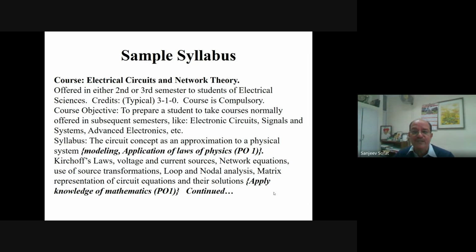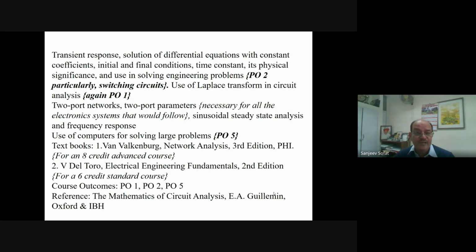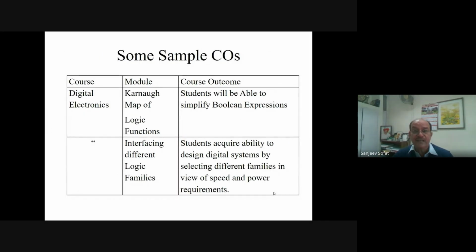This is one example sample syllabus. What is offered to second or third semester students? What are the credits? What's compulsory? What are the course objectives for this particular course? And this is the content, and what sort of mapping is there, let's say PO2 mapping, PO1 mapping, PO5 mapping. All these are mappings which you have to define for each course, and then what textbooks you're using for this particular course, and some sample course outcomes.